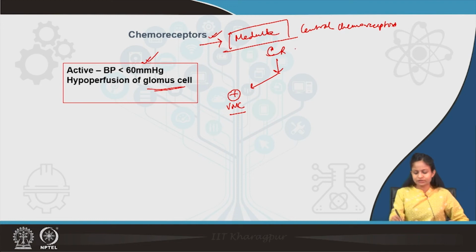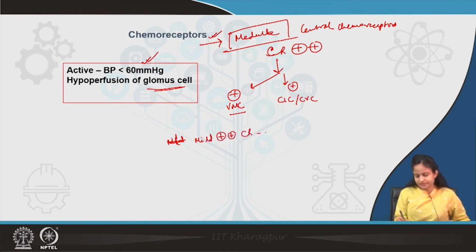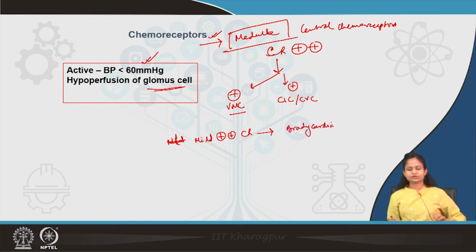So, whenever there is stimulation of the chemoreceptors, there will be stimulation of the vasomotor center, and there will be stimulation of the cardiac inhibitory center or cardiac vagal center, which means on mild stimulation of chemoreceptors, there is bradycardia, because there is stimulation of the cardiac inhibitory center. So, obviously, the parasympathetic domain is getting activated, and there will be a decrease in the heart rate.